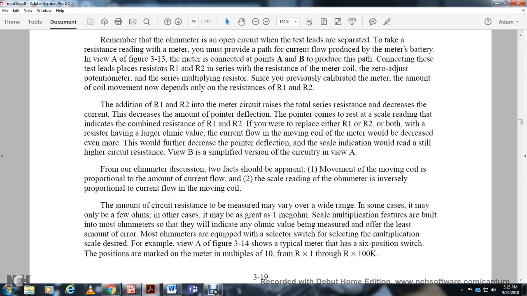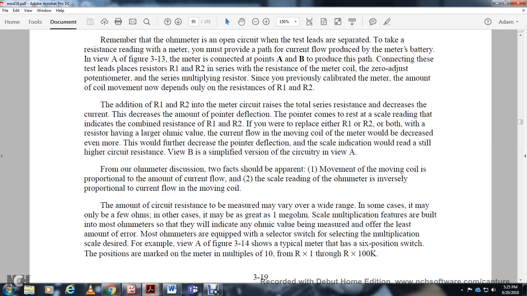The resistance decreases the current, and the decrease in current makes the pointer deflect less across the scale, giving an indication of the combined resistance of resistor 1 and resistor 2. If you were to replace resistor 1 and resistor 2 with resistors having a large ohmic value, the current flow through the moving coil would decrease even more, further decreasing the pointer deflection.